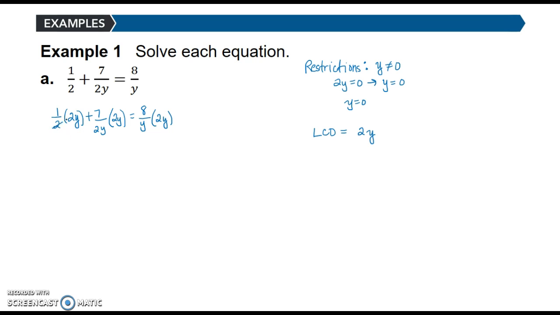Dividing out common factors, we just get 1y, or y, plus 7 is equal to 8 times 2, or 16. Subtracting 7 from each side gives us that y is equal to 9. 9 is not a restriction, so we can write that in a solution set, showing that it is the value that makes the equation true.